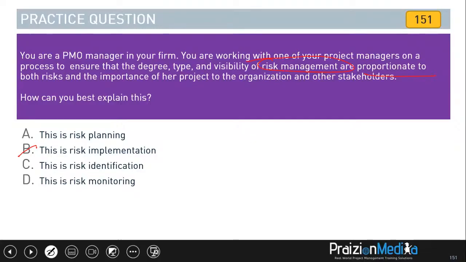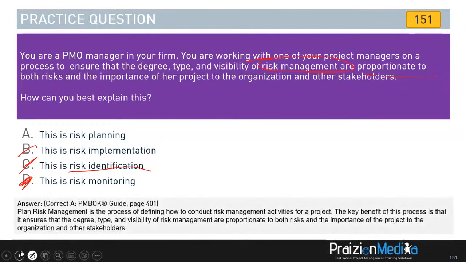First of all, you'll be doing subpar risk management. And secondly, you may have some stakeholders push back. So it's not an implementation thing. It's not in the very beginning of identification. It's not risk monitoring, it's risk planning. Now, you do know that identification fits under planning. So when you look at these, try to choose the best answer.